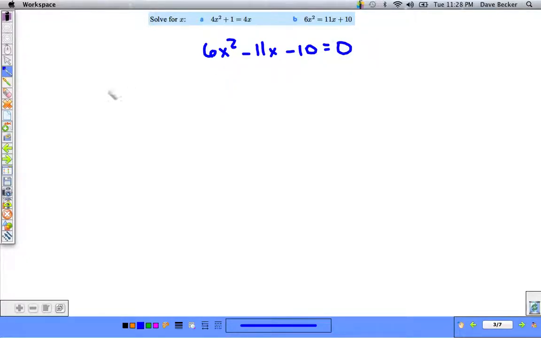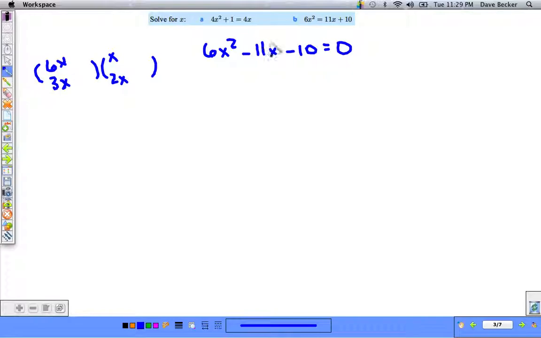Now, I'm going to just do a little scrap work over here. It is a quadratic, so I'm hoping it's going to factor into the product of two binomials. The problem is that if you remember FOIL, this could be 6x and x, because 6x times x is 6x squared, or it could be 3x and 2x. And then factors of negative 10: negative 1 and 10, negative 2 and 5, or 1 and negative 10, or 2 and negative 5. There's all kinds of combinations that I'd have to try.